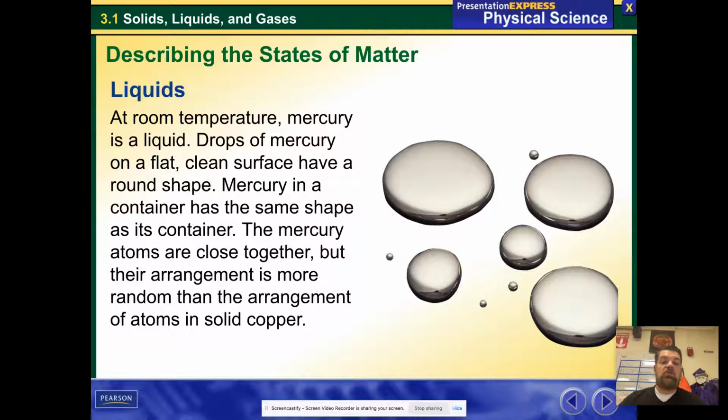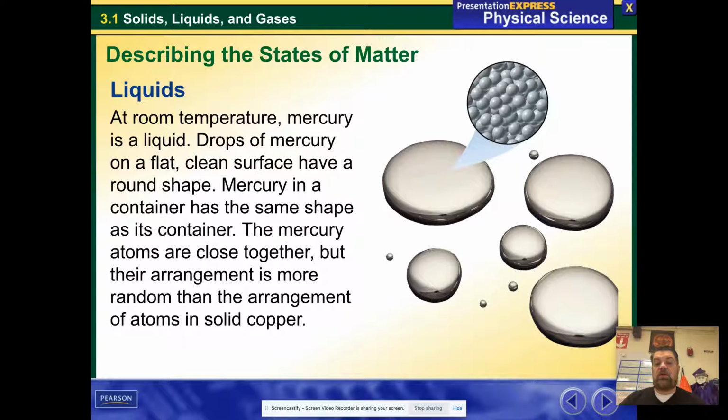So liquids at room temperature, like mercury, which is a metal, form drops on a flat, clean surface that have a round shape. Mercury in a container has the same shape as its container. The mercury atoms are close together, but their arrangement is a little more random than the arrangements of atoms in solid copper. Okay. So if you look at it at a microscopic level, it's not as ordered.